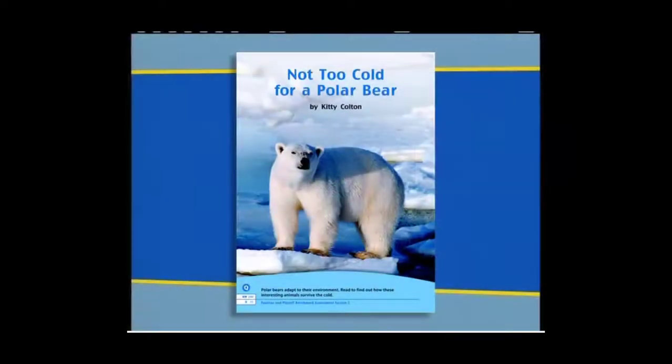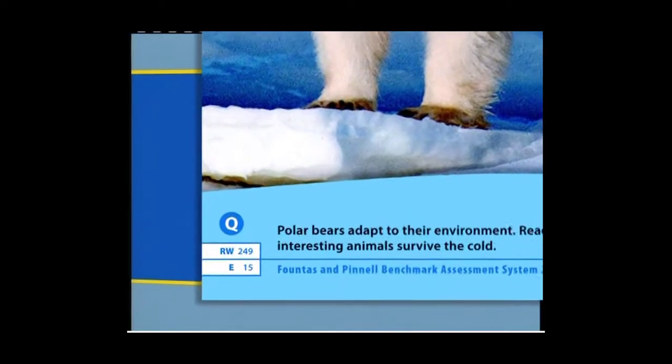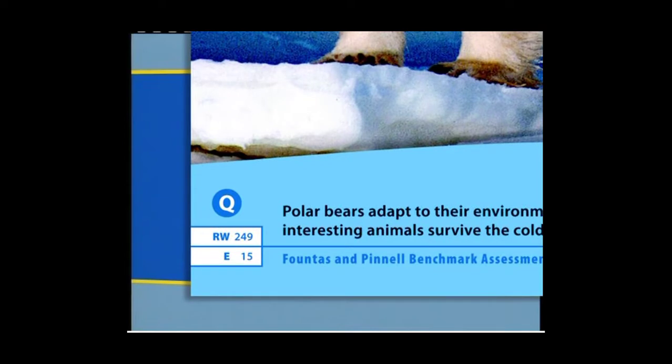On the front cover of each Fountas and Pinnell benchmark book, the total number of words in the text that the child is responsible for reading is written next to the letters RW, which stand for running words. For Not Too Cold for a Polar Bear, the total number of running words is 249. You will also notice the marking E15, which means that when the reader makes 15 errors, the accuracy rate falls below 95%, which is the minimum accuracy rate for the instructional level at Q.